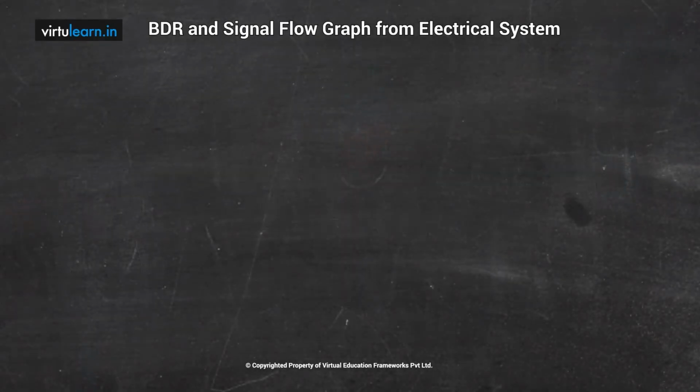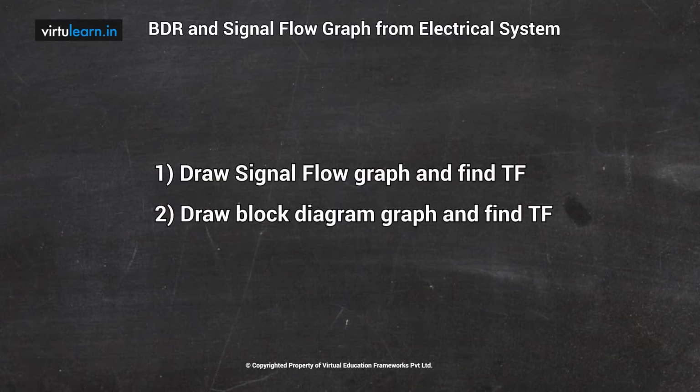Now let us see how to get the block diagram and signal flow graph from an electrical system. For a simple case, we'll take an RC system. R and C are connected in series. Vi is the input and V0 is the output. First we'll see the signal flow graph.